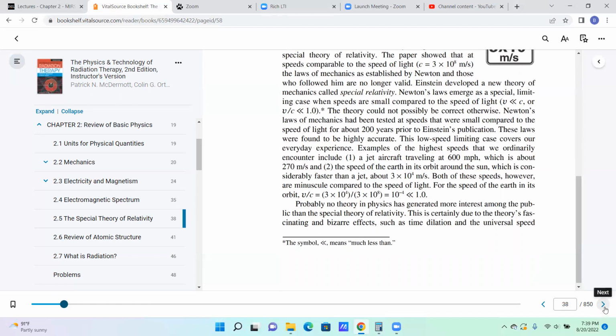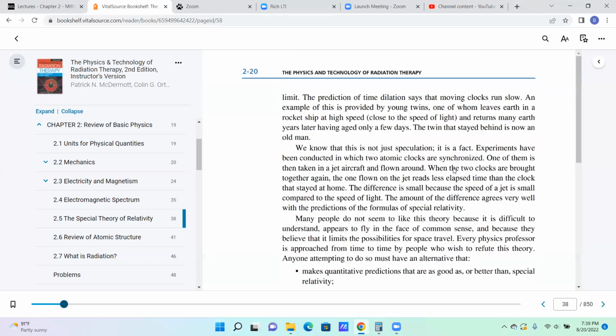So the special theory of relativity has some fascinating and bizarre effects like time dilation and the universal speed limit. The prediction of time dilation says that moving clocks run slow. So an example is going to be, say you've got a pair of twins, one of whom leaves Earth in a rocket ship at high speed, and the other returns many Earth years later, having aged only a few days. The twin that stayed behind is now an old man.